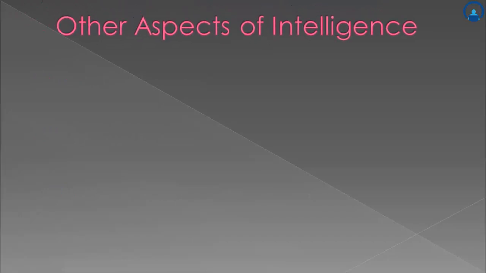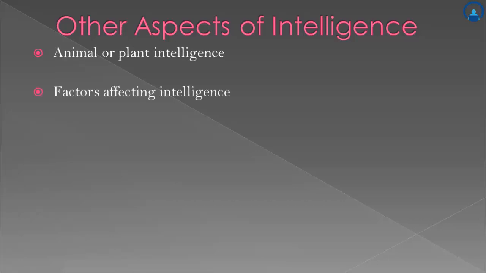Then the other aspects of intelligence consist of animal or plant intelligence, and factors which affect intelligence. There are different factors that can affect intelligence. When you say that person is dumb or that boy is dumb, but that girl is very intelligent, why are we differentiating two intelligent factors? So there are certain factors that affect intelligence.